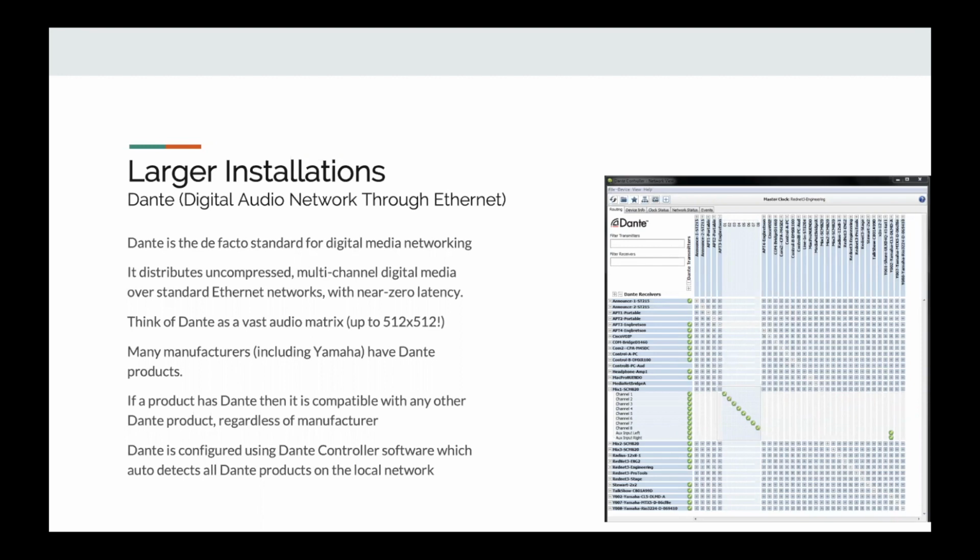So it's very easy to connect a device or a channel from one axis to a device, or multiple devices indeed, on the other axis. And that's done through a piece of software called Dante Controller, which is free and readily available. Most manufacturers, including Yamaha, Sennheiser, Bose, many manufacturers have Dante products. And if it's a Dante product, again, it is compatible with any other Dante product, regardless of manufacturer.